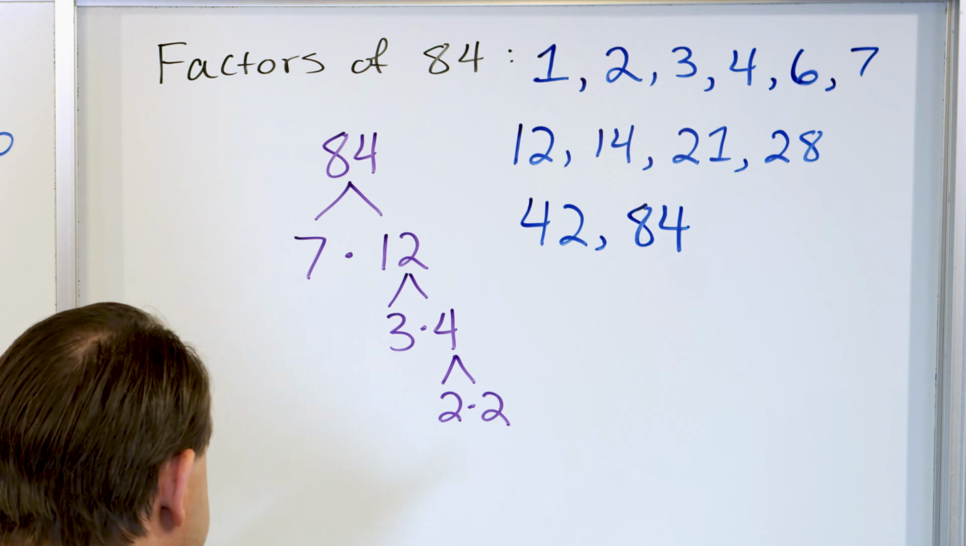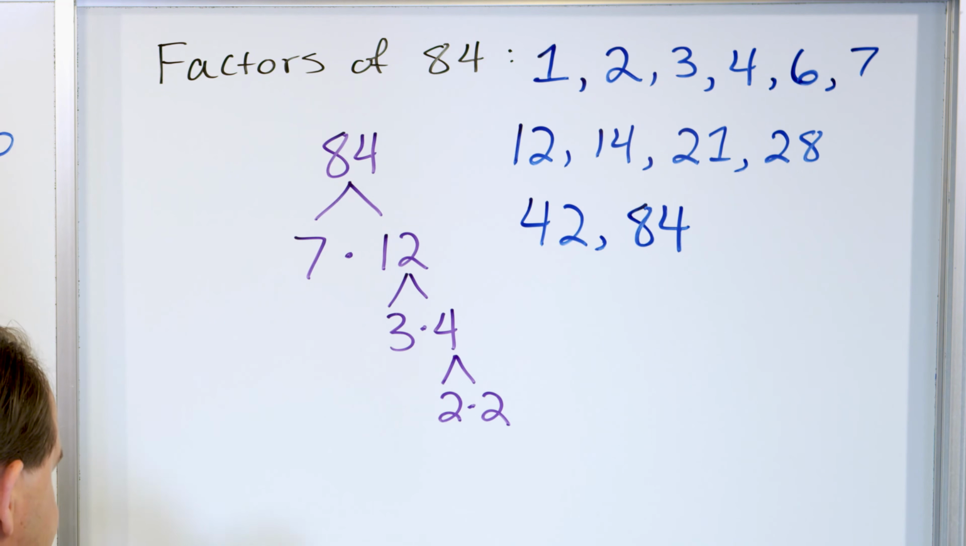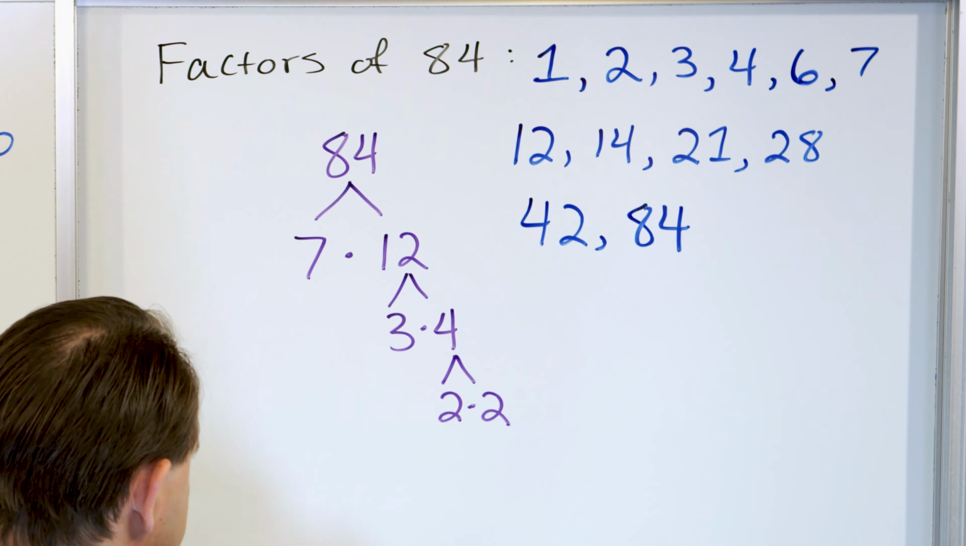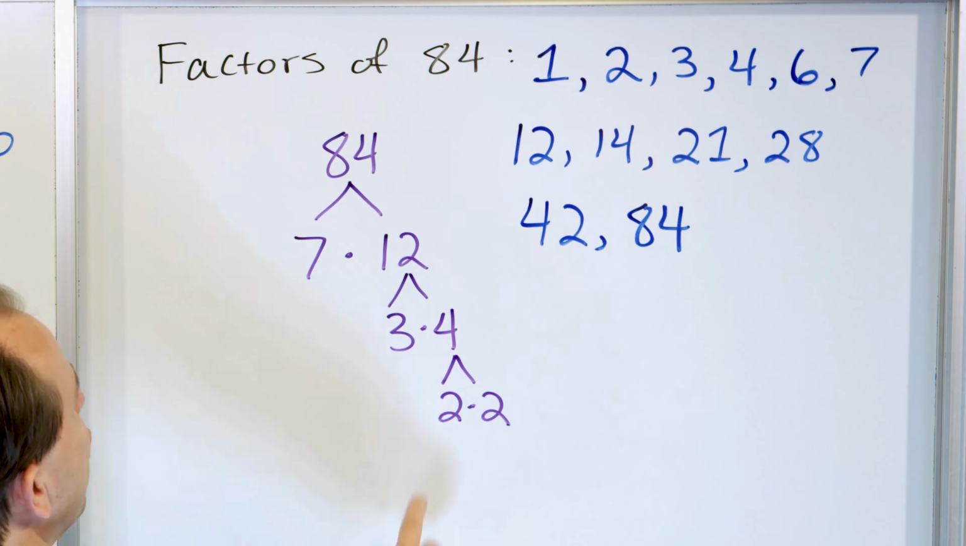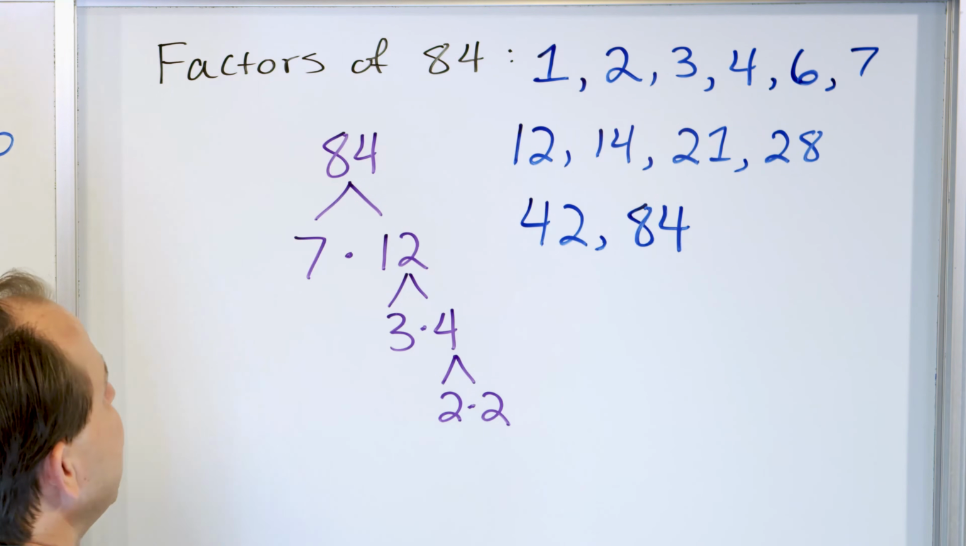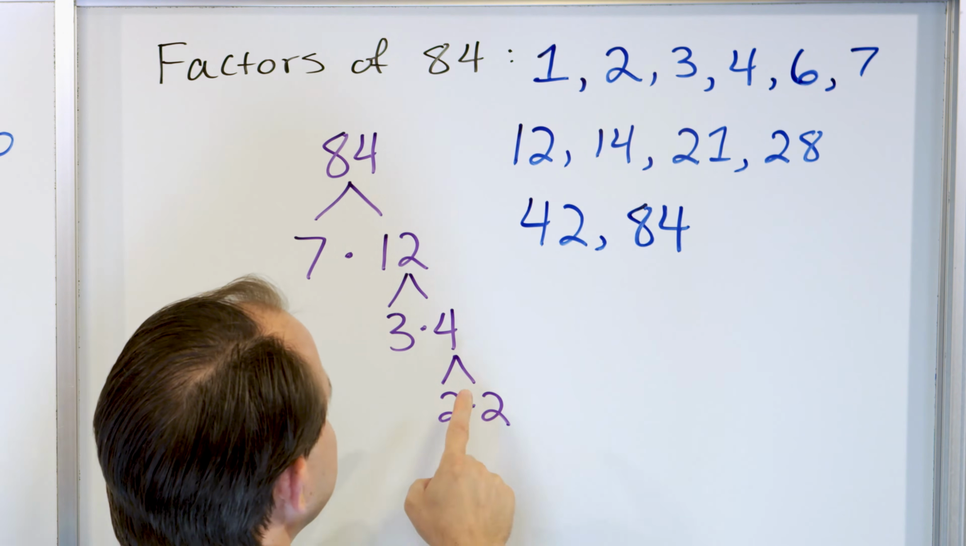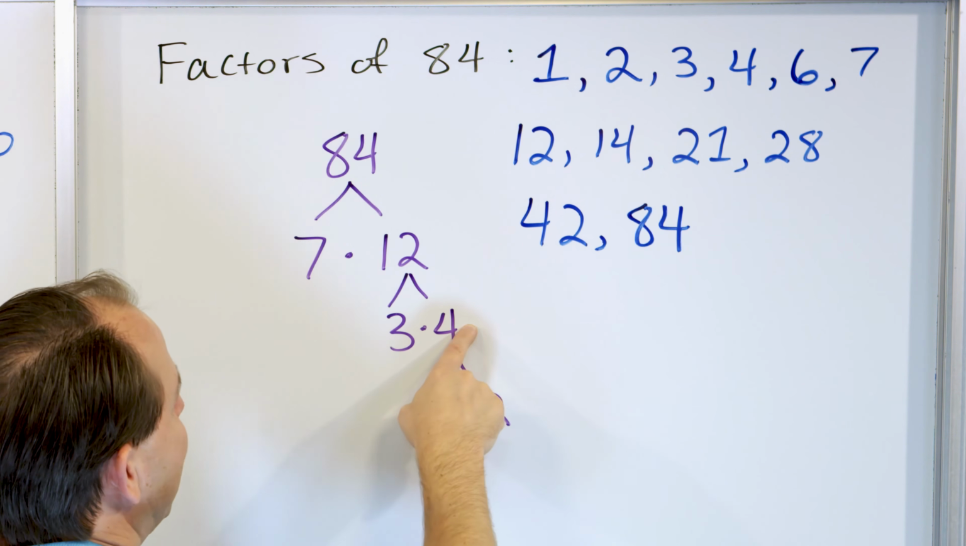So the factors that we have found are 1, 2, 3, 4, 6, 7, 12, 14, 21, 28, 42, and 84. 1 is a number that just comes because every number has a factor of 1. Then we have 2, 3, and 4 straight out of the table.